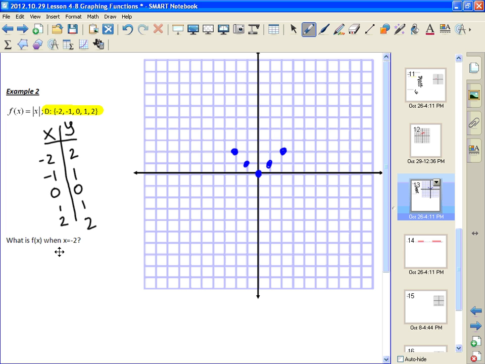Okay, so the question down here says, what is f of x when x equals -2? Is that a -2 or +2? Okay, so it would be 2 then, right? So 2 is my answer.